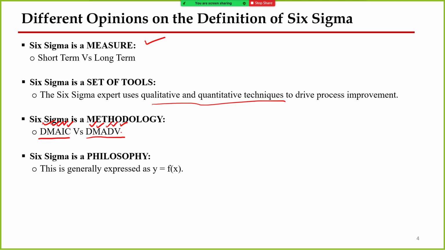The major difference between these two methodologies is that the DMAIC methodology is always implemented when we want to improve our existing process, whereas the DMADV methodology is implemented when we are designing a new process or re-engineering a process. So over there we have to adopt the DMADV methodology.